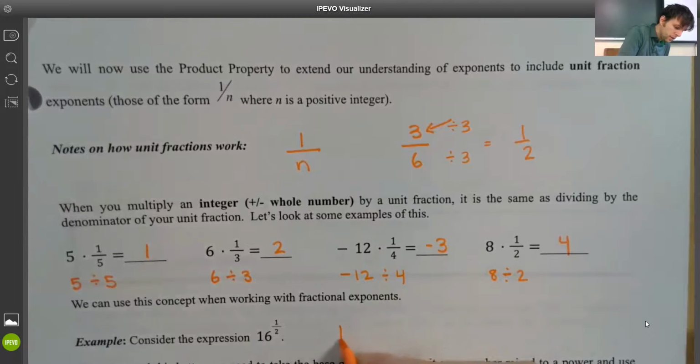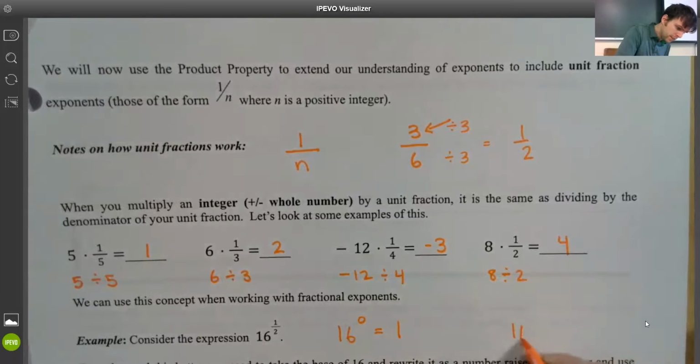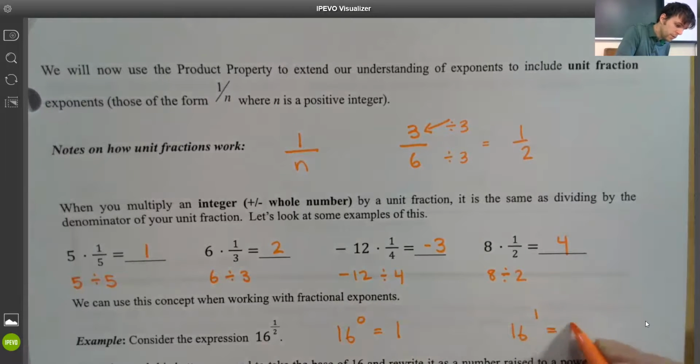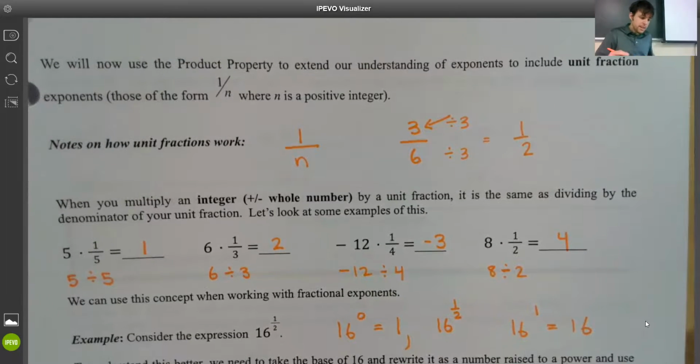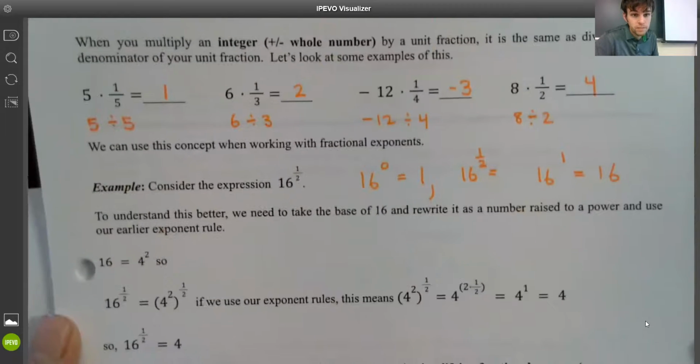I mean, we know that 16 to the 0 power is equal to 1, and we know that 16 to the first power is equal to 16. And between 0 and 1, we have 1/2 that sits right in between that. So what would 16 to the 1/2 power be? A lot of people's inclination would be to maybe guess that it's equal to kind of halfway in between those numbers, but it turns out it's not. Let's actually take a look at it.